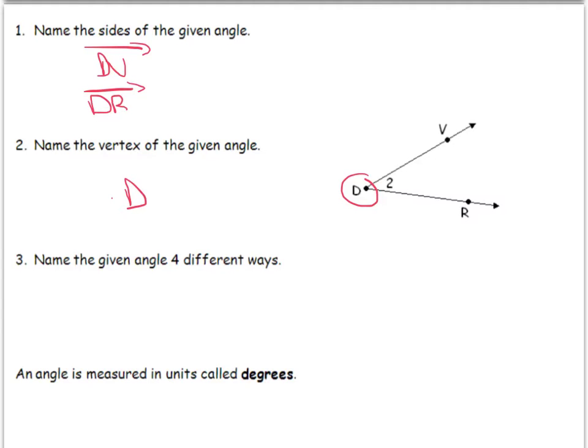Name the angle in 4 different ways. You could name the angle simply with that vertex. You could name it angle D. You could also name it if it has a number inside of the angle. So this could be angle 2. Or you could name it the old-fashioned way. Use the 3 points, one on each of the rays, and then your vertex has to go in the middle. So we could name this angle VDR. Or you could go the other way and name it angle RDV. Do not forget, an angle is measured in units called degrees.